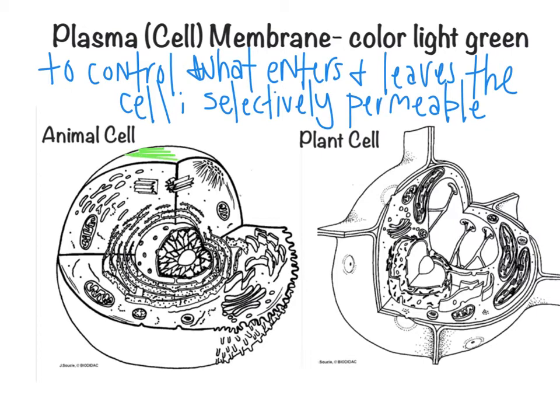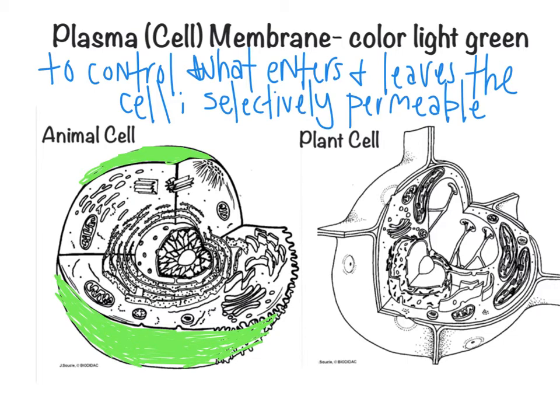So here on our animal cell, it's on the very outside. Hopefully your coloring is a little bit better than mine. But anyway, all of this you'll want to color in a light green. Again, it's that very outer thing. It controls what goes in, helps to give it a little bit of shape, and a little form of protection for the cell.